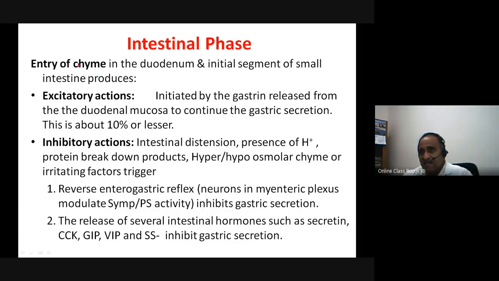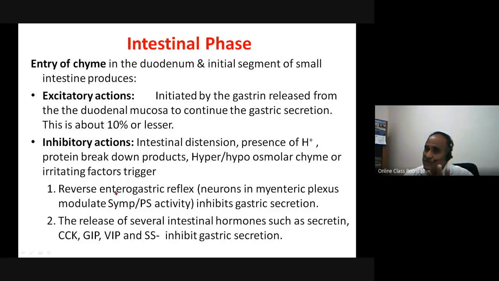This is excitatory. The chyme is the product of digestion in the stomach, and it enters into the duodenum, the initial segment, which triggers this. First is the excitatory action, then it also has an inhibitory component. The entry of chyme distends the duodenum, and this chyme contains hydrogen ions. It is acidic, it has partially broken down products, it is almost hyperosmolar, and it has some irritating factors like H ions and other things. So they all will activate.